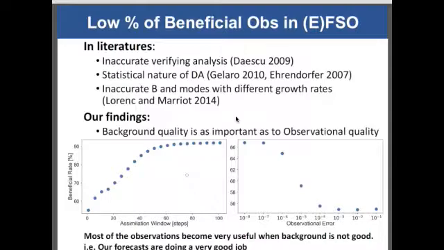So that's saying that if your forecast is accurate enough, then there's not so much information you can get from the observations. But if your forecast is so bad, then almost all the observations are very beneficial. And we also do the same thing for the observational error. We can see that as the observations become more accurate, which is here, the beneficial rate increases as well. So our explanation is that our forecasts are doing a very good job here.